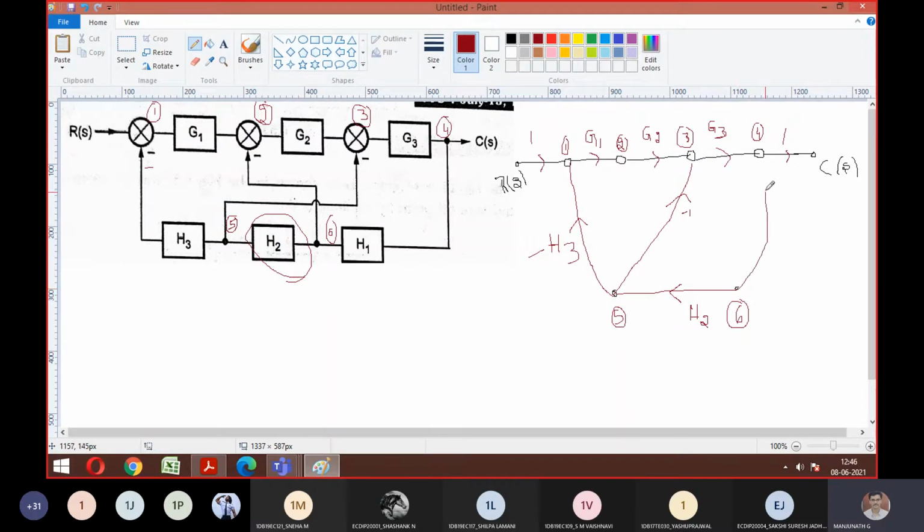Second one, sir. Summing point. 4. 1 here, this side is 4. Correct? So what is the value you can consider? You can consider the value and direction, input to output, or output to input. Output to input, sir. Good.